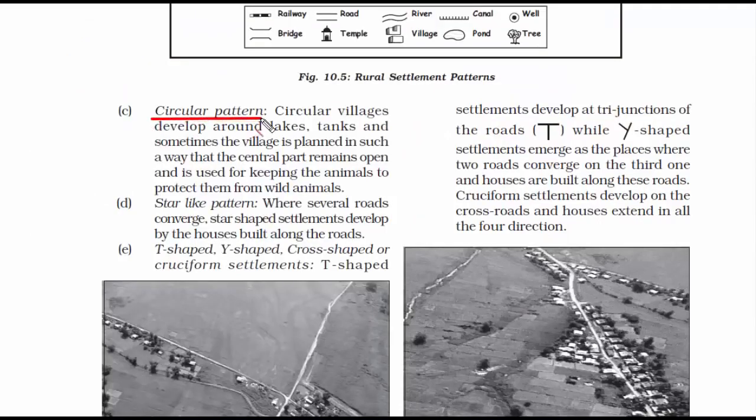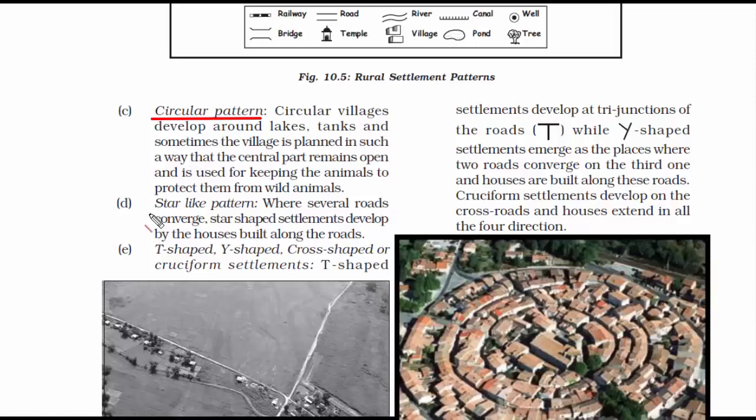The third one is circular pattern. By the word circular, you can figure out that the settlement in this pattern is somewhat in circular shape. As it is, the rural settlement is compact and close to each other. Therefore, from outside the villages look like a fortified wall. This kind of pattern is common in the Yamuna districts, Malwa region in Madhya Pradesh, Punjab and Gujarat.